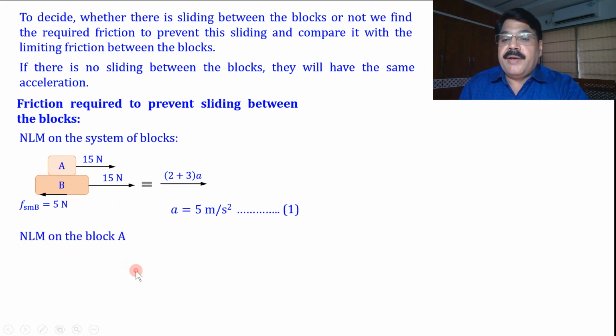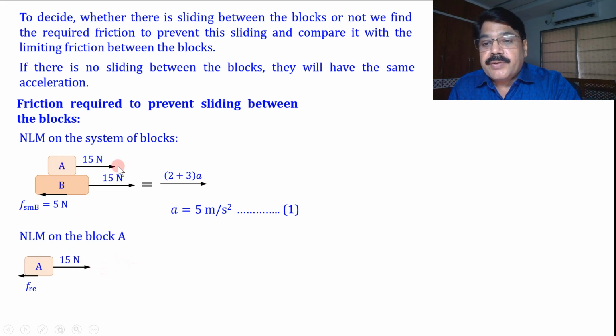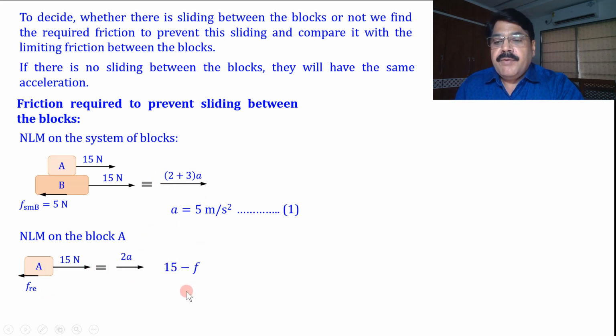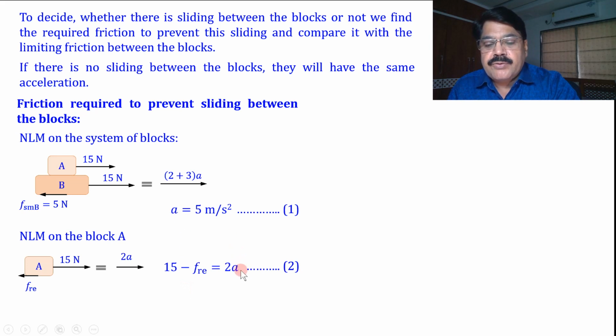Now applying NLM on block A, we will calculate the required friction. NLM on the block A. So 15 forward and required friction backward. We have seen that friction will be in the backward direction earlier. This will have the same acceleration, what? Mass 2 into this 5. So what equation we get here? 15 minus F_RE is equal to 2A.